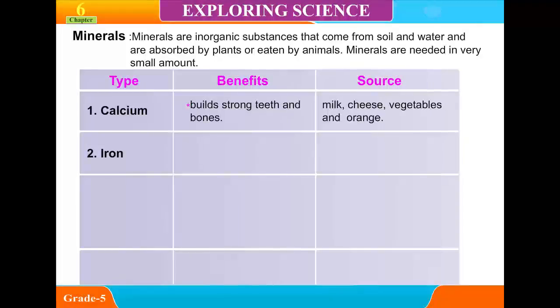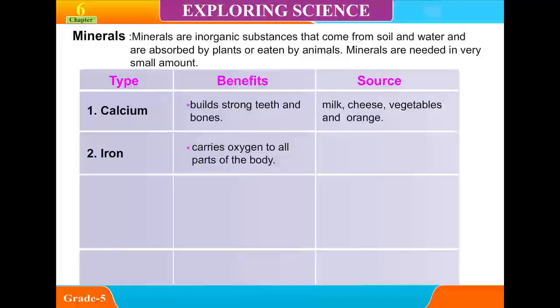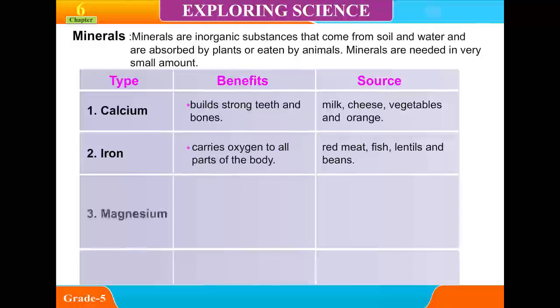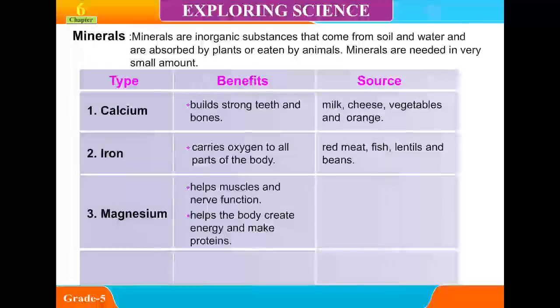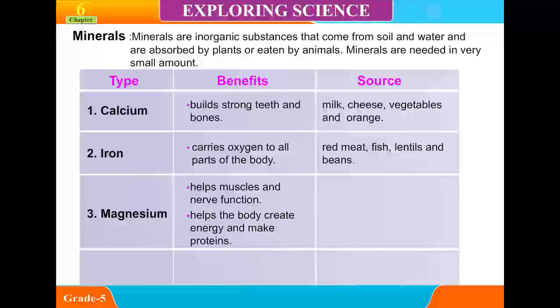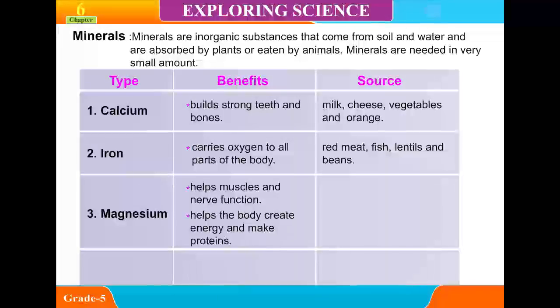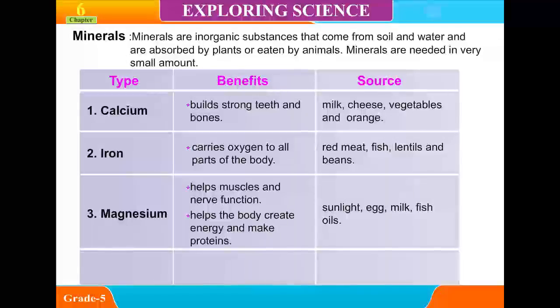Type: 2. Iron. Benefit: carries oxygen to all parts of the body. Source: red meat, fish, lentils and beans. Type: 3. Magnesium. Benefit: helps muscles and nerve function. Helps the body create energy and make proteins. Source: breads, nuts, potatoes, beans, banana, milk and chocolate.